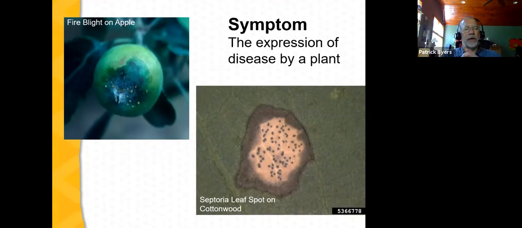Okay, so here we have examples of two diseases. We have septoria leaf spot on a cottonwood, the lower right picture, and the upper right picture is fire blight on an apple fruit. So a symptom is the actual expression of the disease by a plant. It's how the plant reacts to a disease. And in these cases, it would be the spot on the cottonwood leaf, the fact that it has a dark margin, the fact that it's rounded. These are all examples of symptoms. Looking at the apple, the fact that the apple has a darkened area that looks water-soaked, that's the symptom. Again, that's the response of the plant to the disease.